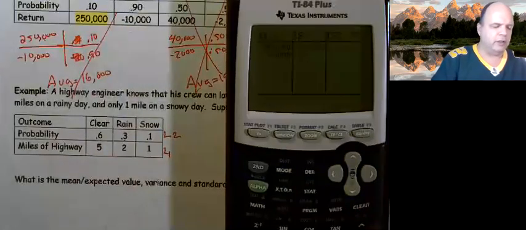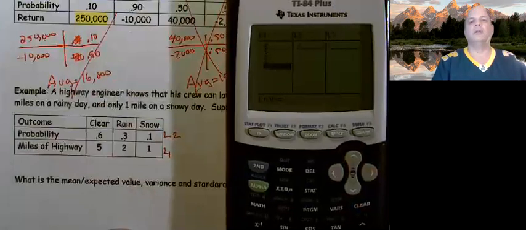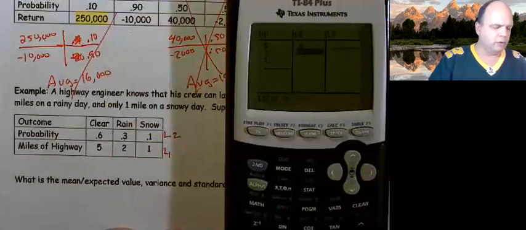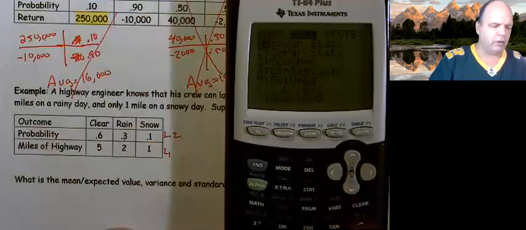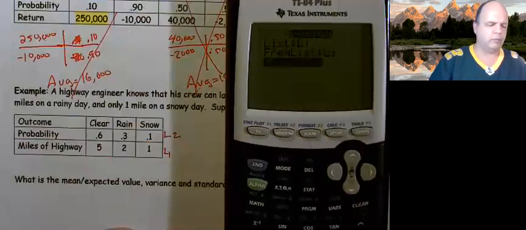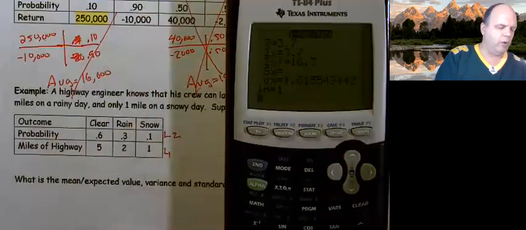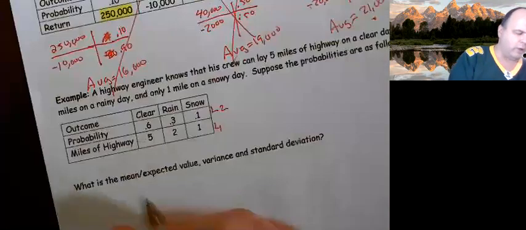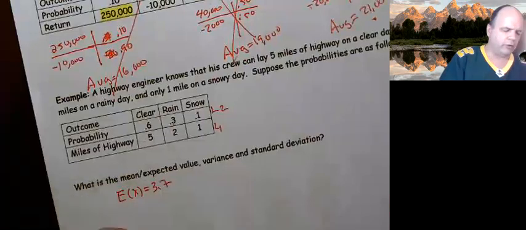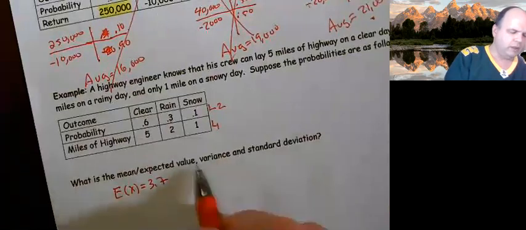Stat edit. And we end up with 5 enter, 2 enter, 1 enter. 0.6 enter, 0.3 enter, 0.1 enter. Stat, calc, one variable statistics. We already have L1, L2. And so we expect, on average, in the long run, our expected value is 3.7 miles. This is the mean.